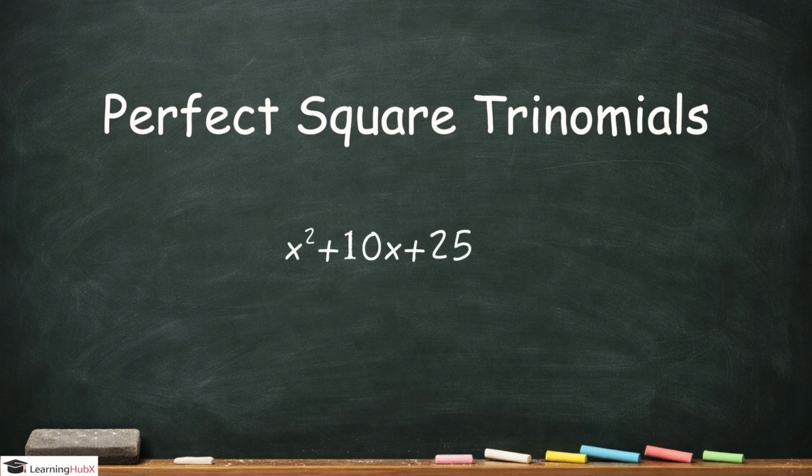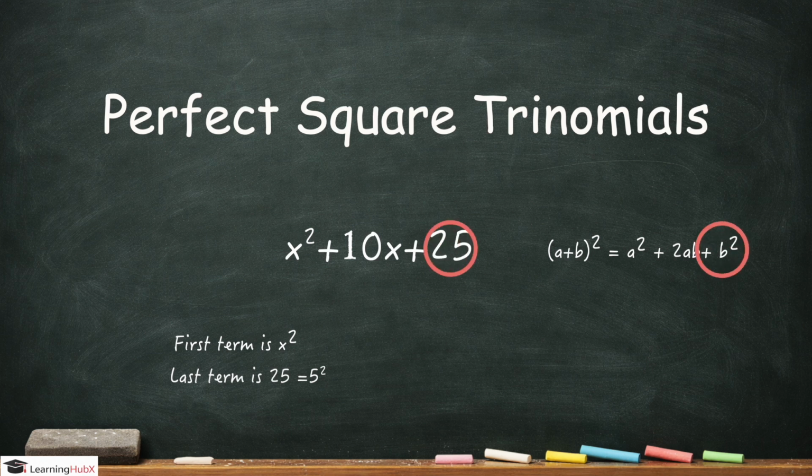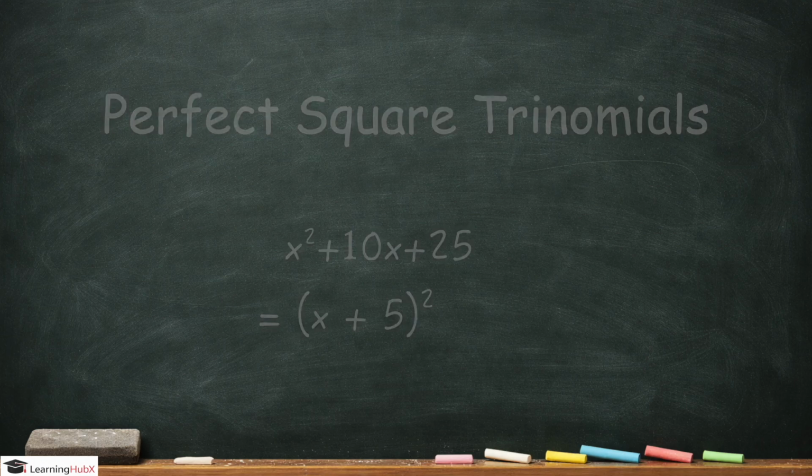Let's try an example. x squared plus 10x plus 25. Here is our formula. First term is x squared. Last term is 25, which is 5 squared. The middle term is 10x, which is 2 times x times 5. So the factorized form is (x plus 5) squared. It's called a perfect square because it comes from squaring a bracket.